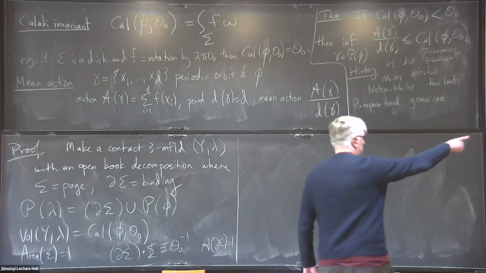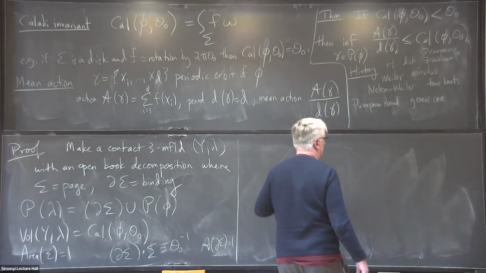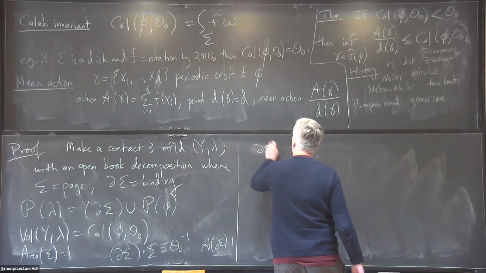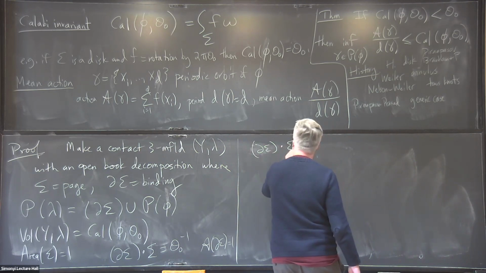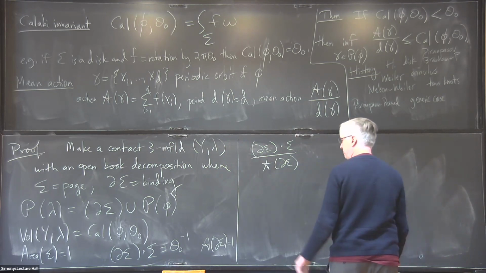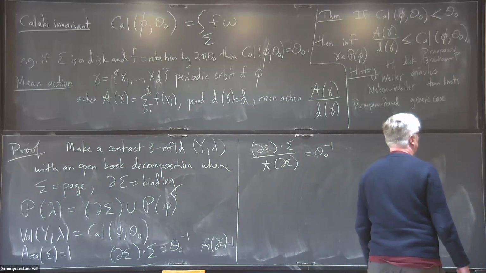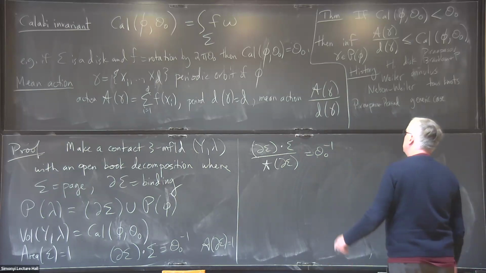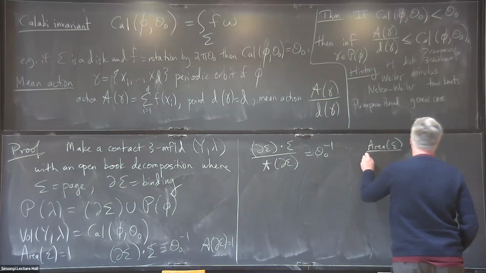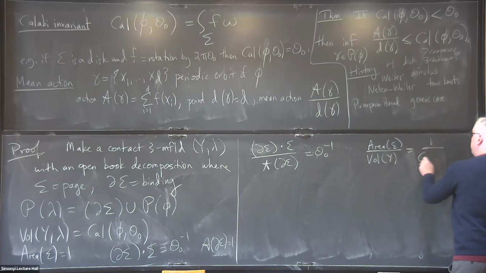Okay, so in that statement over there, the boundary sigma intersecting sigma divided by the action of the boundary sigma is theta zero inverse, and the area of sigma over the volume of Y is 1 over the Calabi invariant.